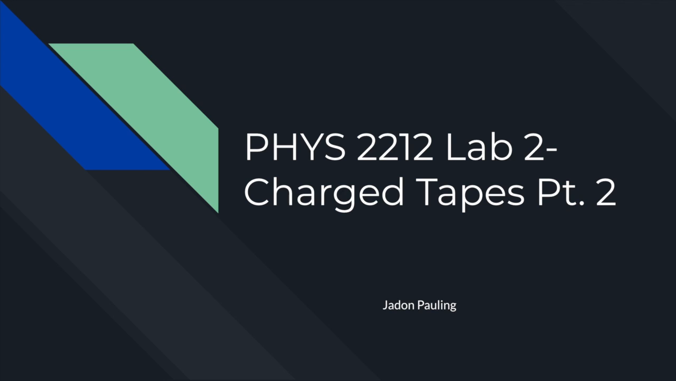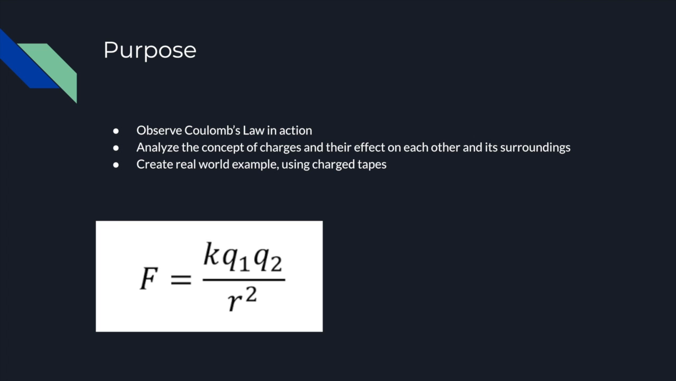Hi, my name is Jaden Pauling, and this is the Physics 2212 Lab 2, Charge Tapes, Part 2. The purpose of this lab is to observe Coulomb's law in action, as well as analyze the concept of charges and how they affect each other and their surroundings. We will do this by creating a real-world example of this effect using charge tapes.